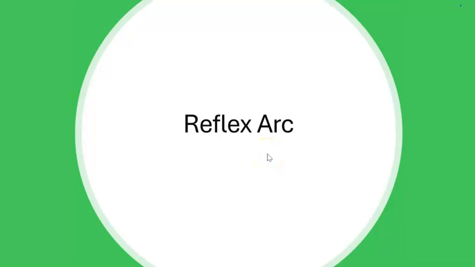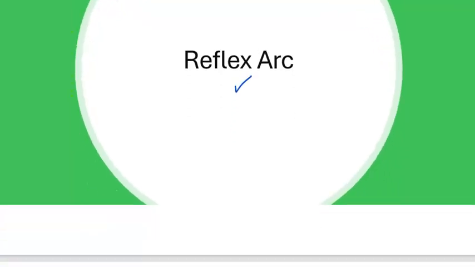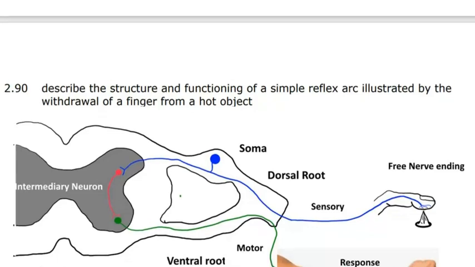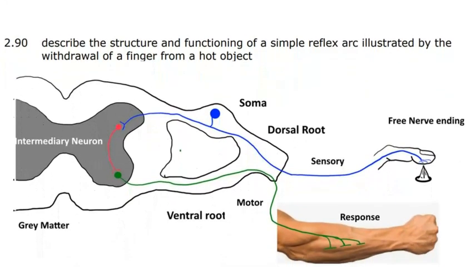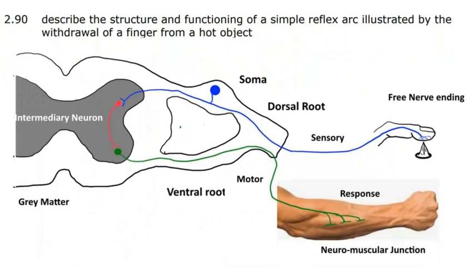Here we're going to be studying the reflex arc. The reflex arc is a type of behavior which is very inflexible. It can't be trained or improved. It's a standard form of behavior which gives a highly specific response to a particular stimulus.